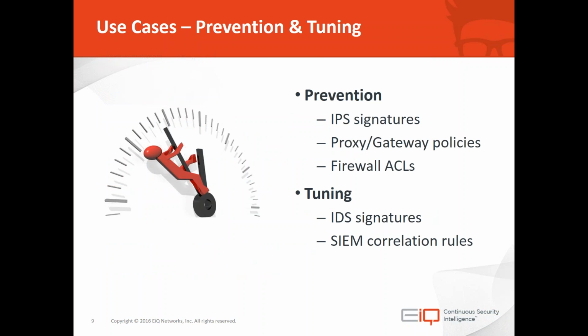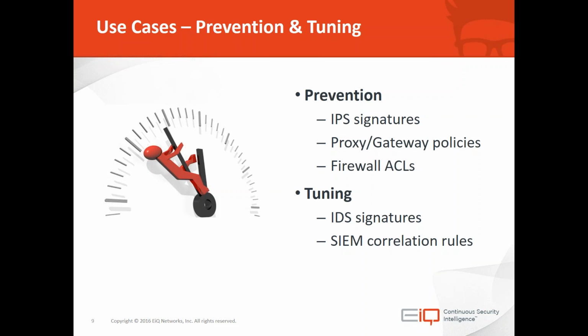And then the third use case I wanted to talk about was prevention and tuning. So once we've used our threat intelligence for detection and for triage and response, we want to try to feed some of that learning back into our tools to prevent these incidents from happening the next time. So we want to update our IPS signatures. We want to update our policies and our firewall rules so that we can block these earlier in the process the next time. We also want to use these things for tuning.